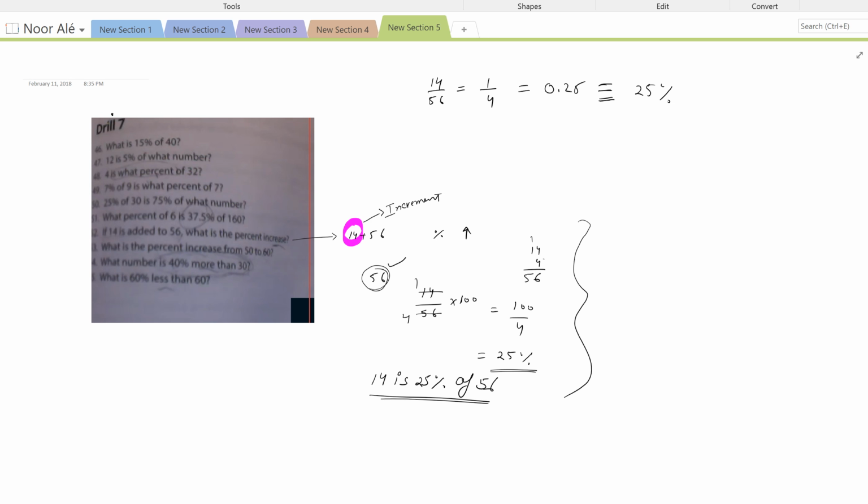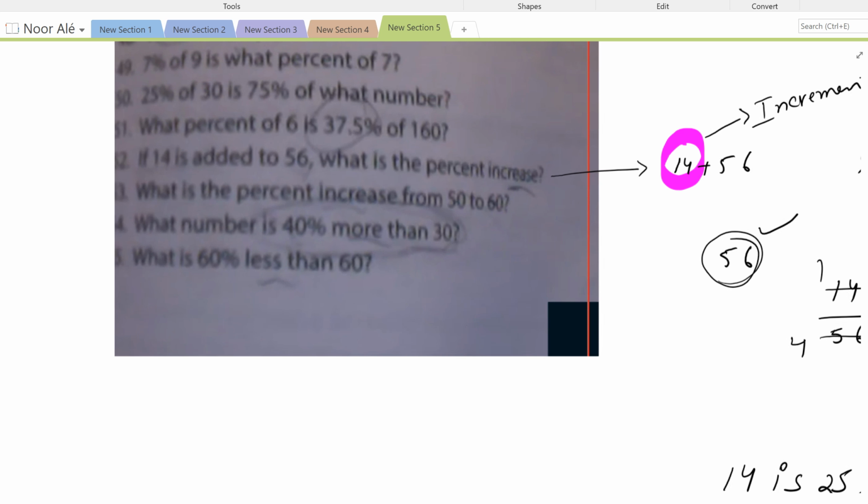Okay, I see. So it's not like I'm placing the sum of 14 plus 56 over the 56. Not at all, not like that. You always deal with the previous number, whatever number you have previously given there. So in this case, that's 56.